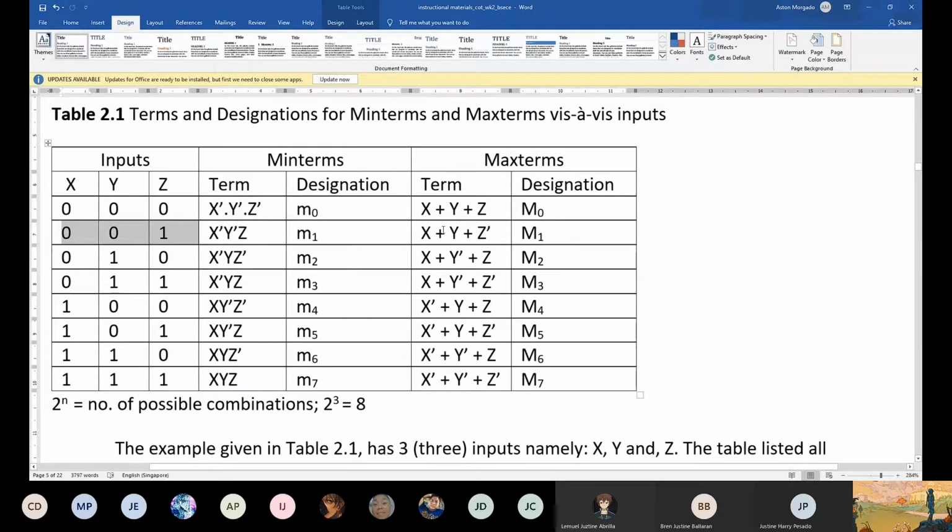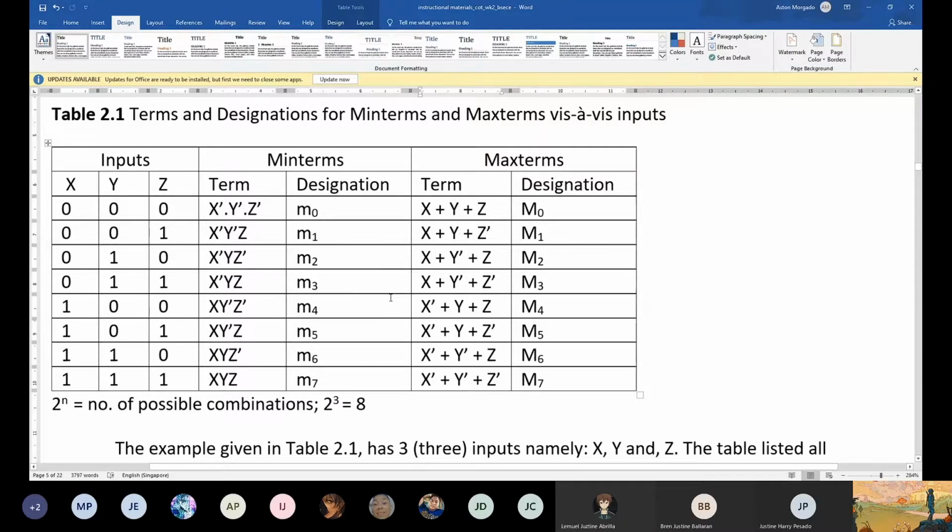For 0, 0, 1, x is 0, so x, y is 0, so y, and z is 1, so we have z prime, for max terms. The operator is plus, or. Therefore, for 0, 0, 1, for max terms, that is x plus y plus z prime. For the next input, 0, 1, 0, x is 0, x, y is 1, y prime, and z is 0, so z. So x plus y prime plus z.